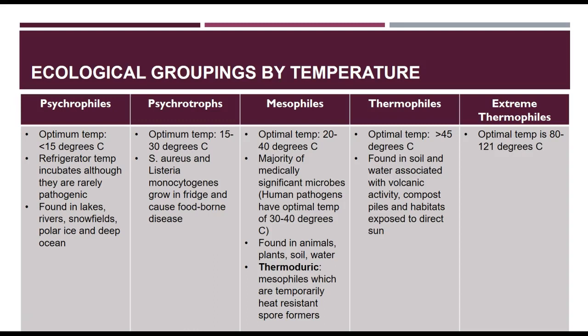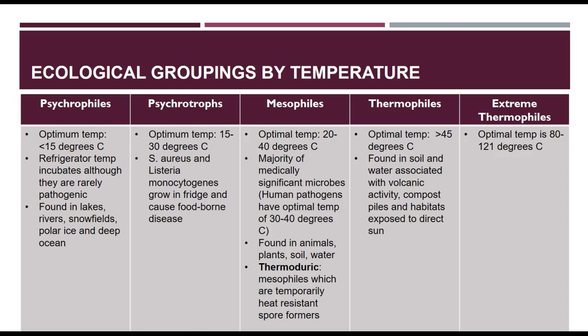Refrigerator temperatures generally incubate these organisms, so they tend to grow in the refrigerator. Most of these organisms, however, are not pathogenic. We typically find them in places like mountain lakes, rivers, snowfields, polar ice, and deep in the ocean, any areas where the temperature is going to be fairly cold.